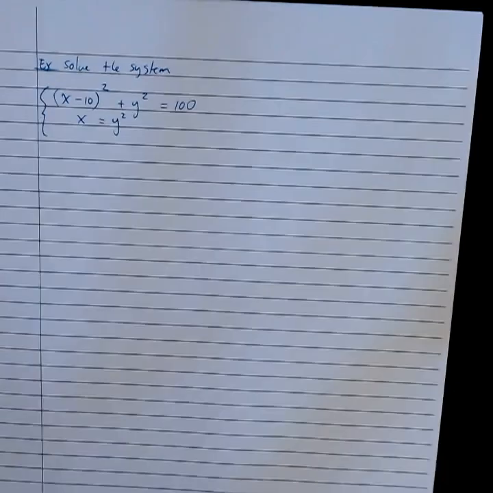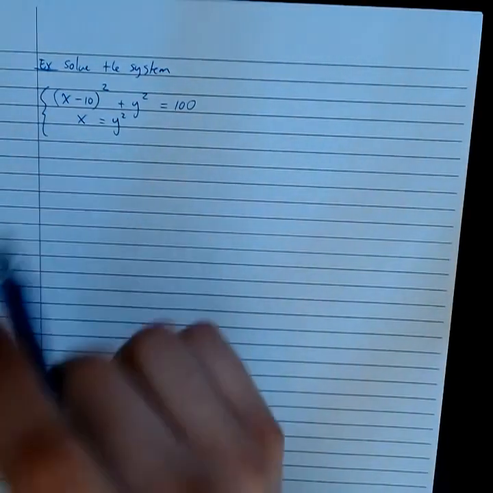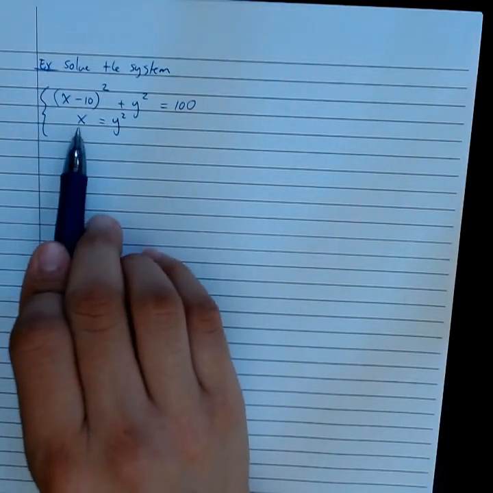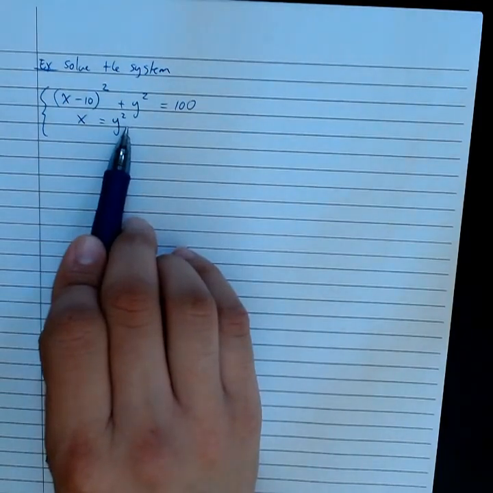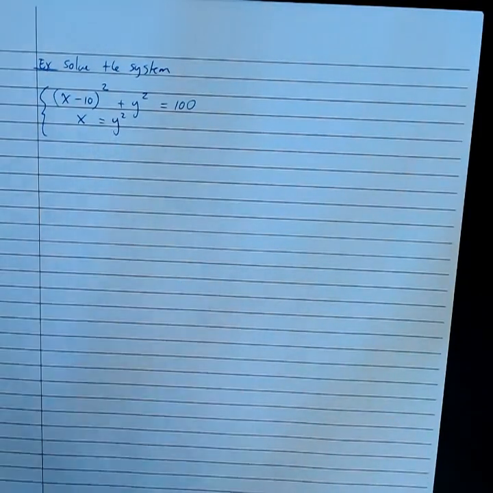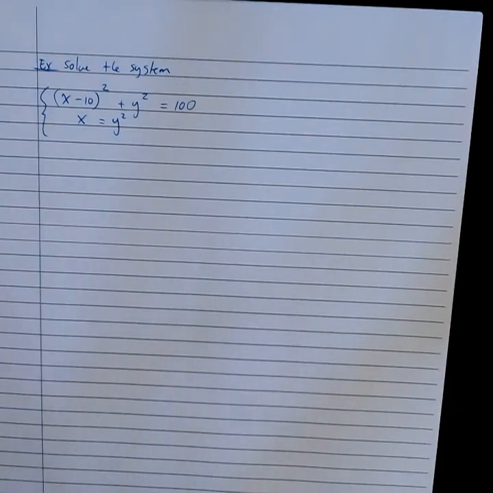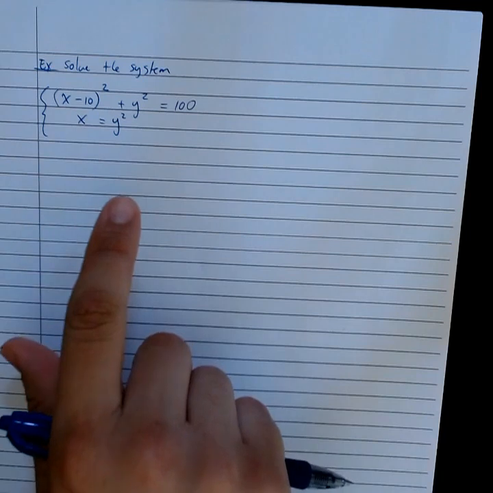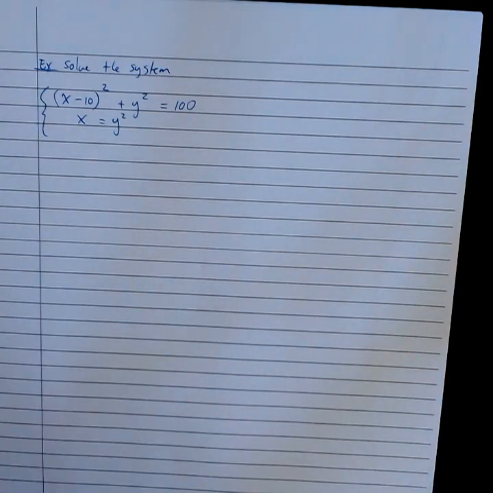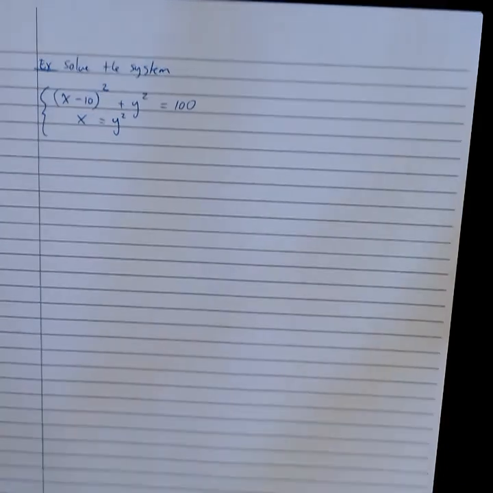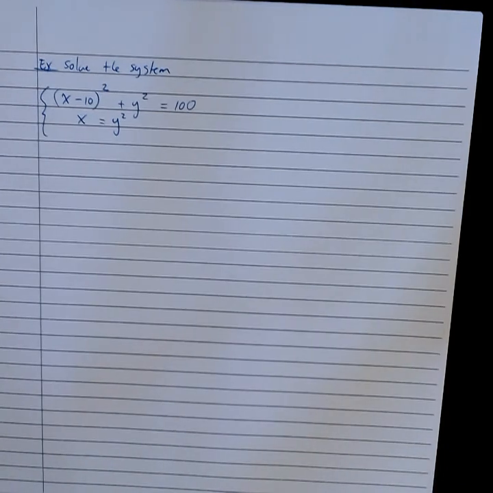The other thing we could do is use substitution. Here, this x is already solved for: x equals y squared. So anywhere I see an x, I could substitute a y squared. Go ahead and pause the video and give it a try. Pick whichever method you like, and whenever you're ready, you can come back and we'll go through it together. I will be using the substitution method, but use whichever one you feel comfortable with. This one will work both ways, and no matter which way you choose, we should all get the same answer.